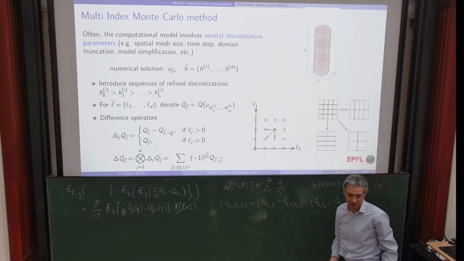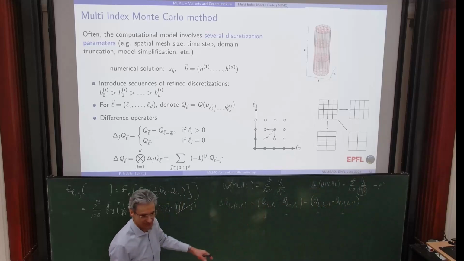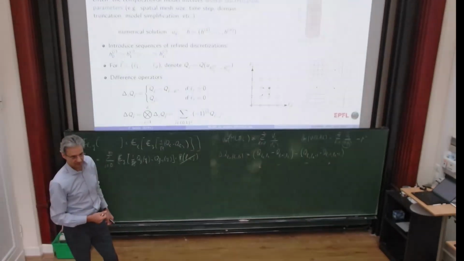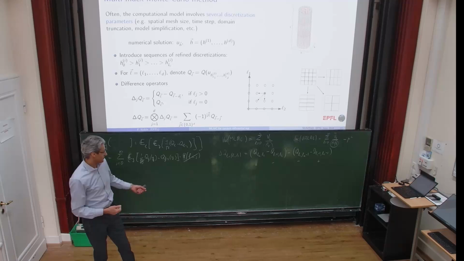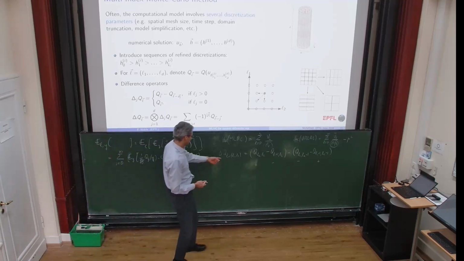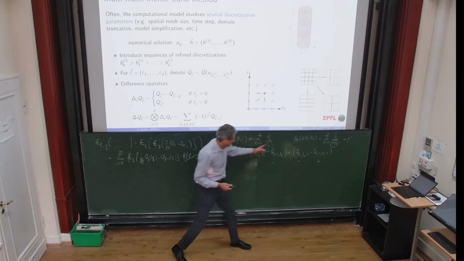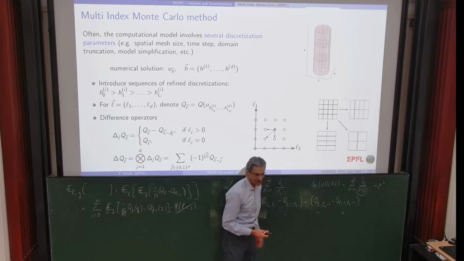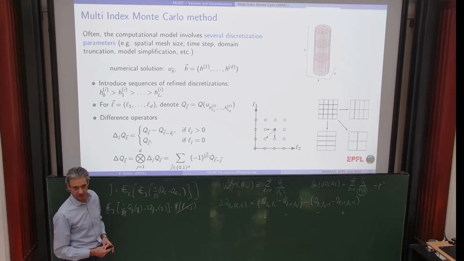If I go to 3D, how many terms, how many elements will I have in this double difference? So if I have an extra parameter, I will have to take now a further difference. So I will have to take the difference of all these with L3 minus the same quantity in L3 minus 1. Okay.